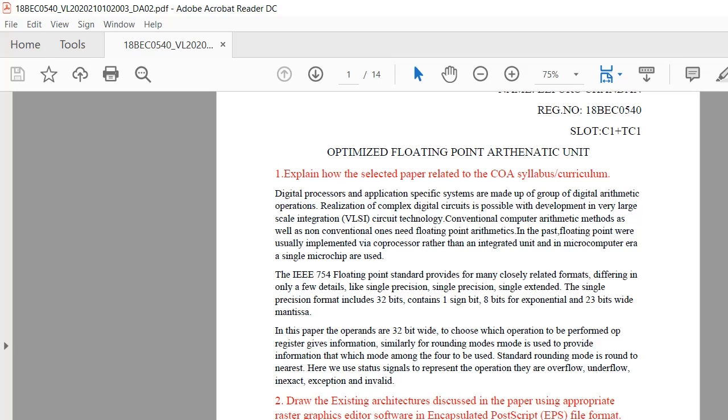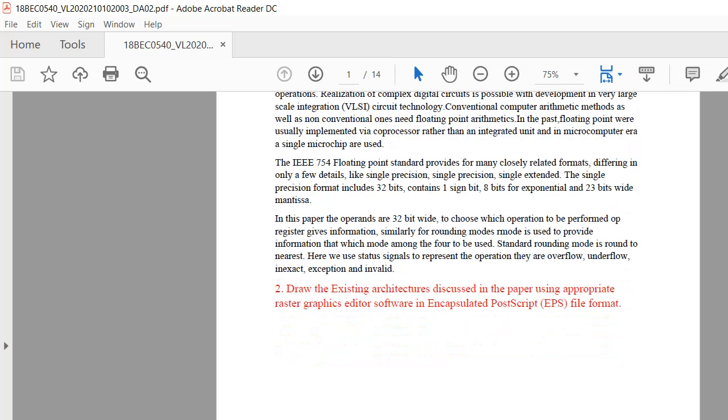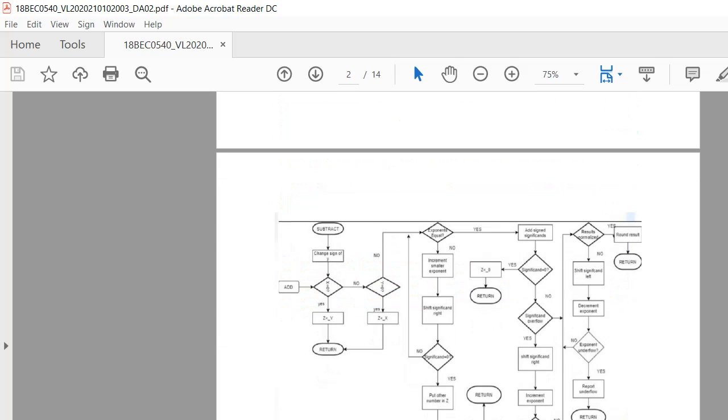To choose which operation is to be performed, the OP register gives information, similarly for rounding modes. Here we use status signals to represent the operation. They are overflow, underflow, inexact, exception, and invalid. Here, this is the architecture discussed in the paper, which is drawn by the software Encapsulated PostScript. In this diagram, this is the block diagram of it.